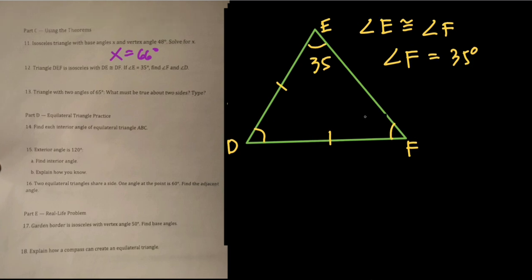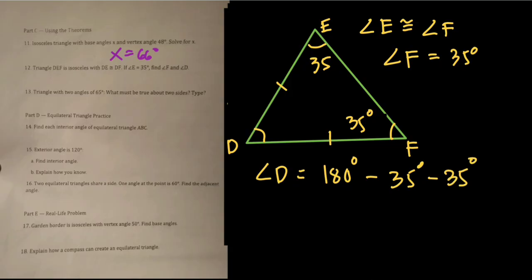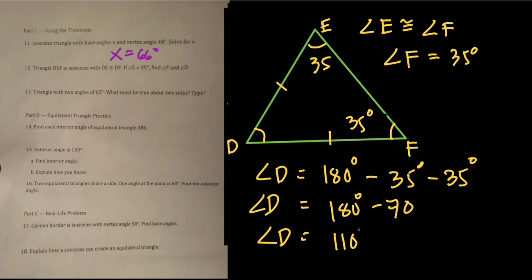If angle F is 35 degrees, that means angle D is just 180 degrees minus 35 minus 35, right? Or 180 minus the sum of angle E and angle F. So what is 180 degrees minus 70? So angle D here is 110 degrees.